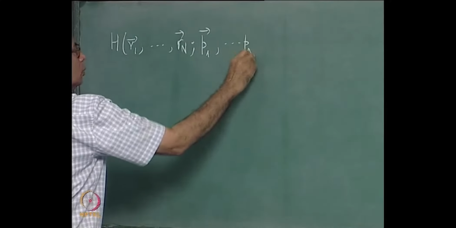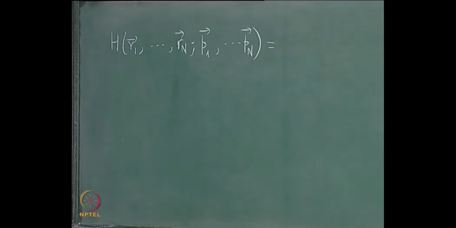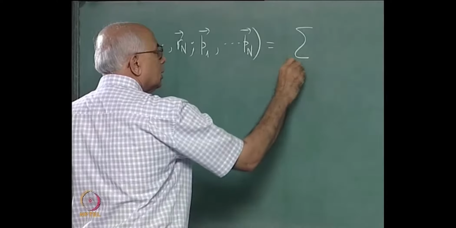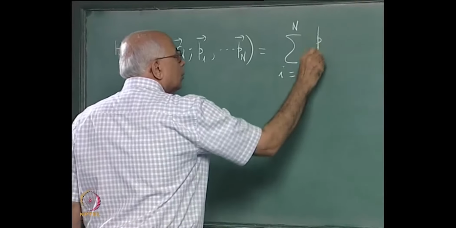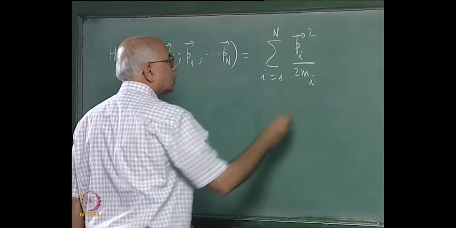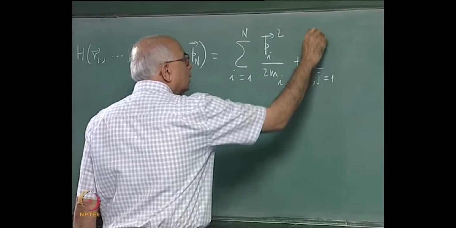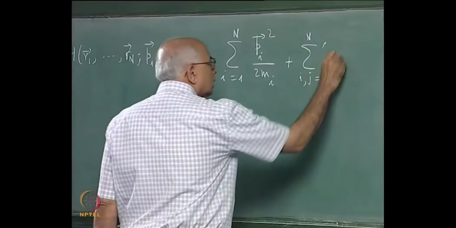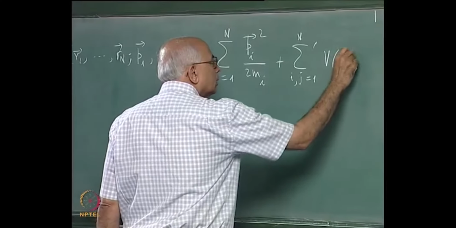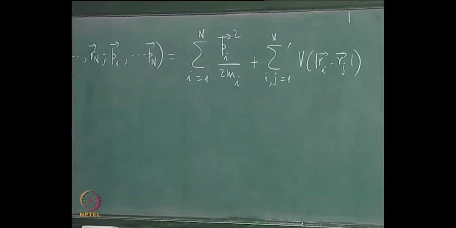and of the corresponding conjugate momenta p1 to pn, and it was the sum of the kinetic energy and the potential energy of the particles. So it was a summation i equal to 1 to n of pi squared over twice the mass of the particles, plus a summation over i, j equal to 1 to n, no self interaction, of the pairwise potential energy, which was a function of the modulus of Ri minus Rj.